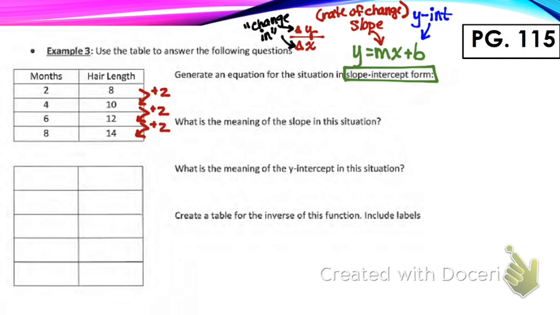Look down the x side. How much are the x's changing by each time? 2. Up or down? Up. Getting bigger by 2 each time. So when I think about the change in my y values, those are going up by 2 each time. Change in my x values, those are also going up by 2 each time. So what would that make my slope? 1. 2 divided by 2 gives me 1. Here's my slope.